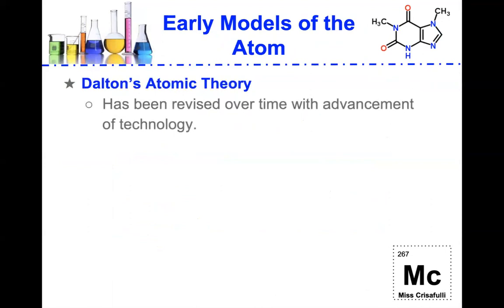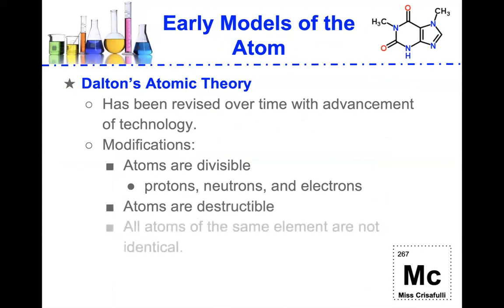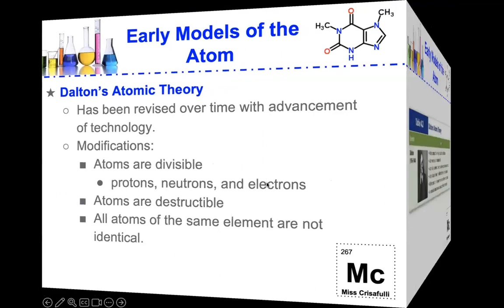It has been revised over time with the advancement of technology. Some modifications are that atoms are actually divisible because we can divide them into subatomic particles: protons, neutrons, and electrons. Atoms are destructible. All atoms of the same element are not actually identical if they have lost or gained an extra electron. So we have modified Dalton's atomic theory.